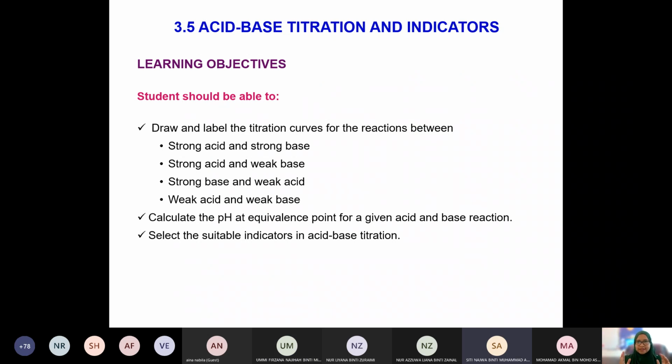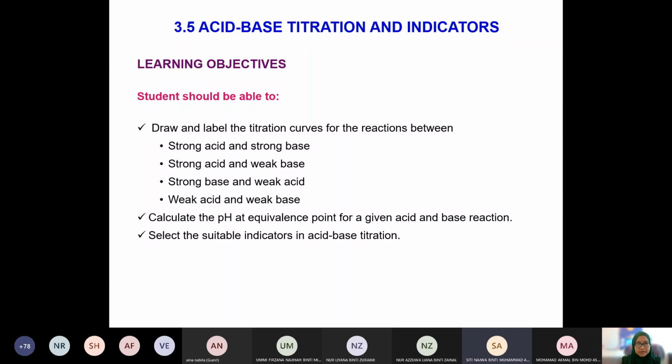Okay, acid-base titration and indicators, guys. We are almost at the end of topic 3, but this is quite critical. This is a very important subtopic. Okay, 3.5 acid-base titration and indicators. So this is the application, guys, the application of acid and base, where acid and base are reacted together in a process known as neutralization, or reaction of neutralization, and the technique used is titration.